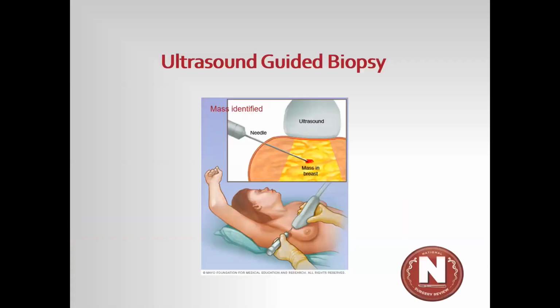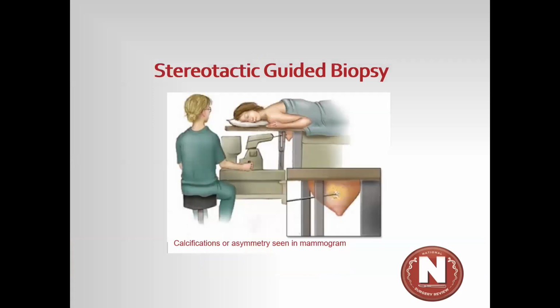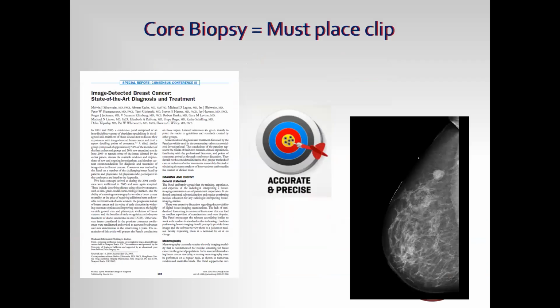So there are two ways to diagnose an abnormal mammogram or calcifications. One is to perform an ultrasound guided biopsy, and that's for a mass. Or you could perform a stereotactic guided biopsy, and that's for an abnormality seen on mammograms, such as an asymmetry or calcifications.